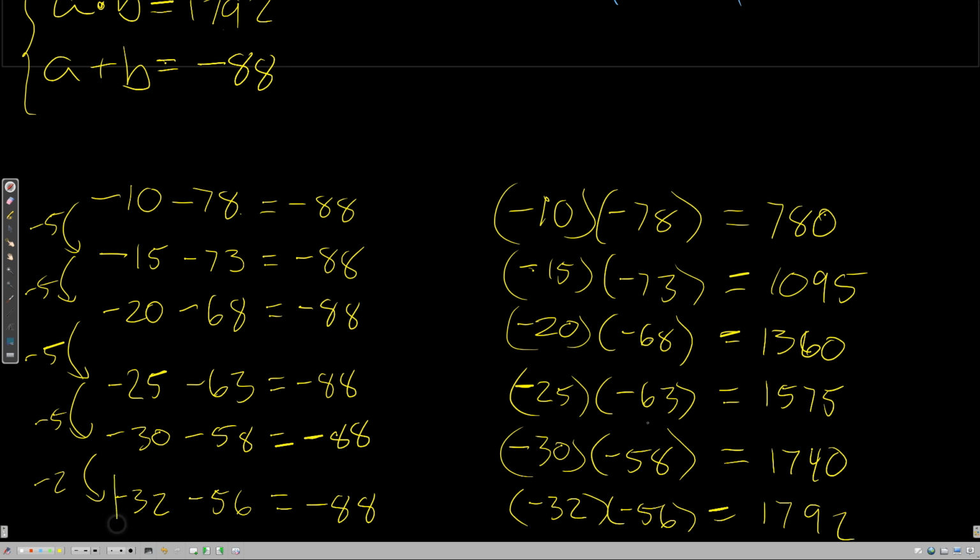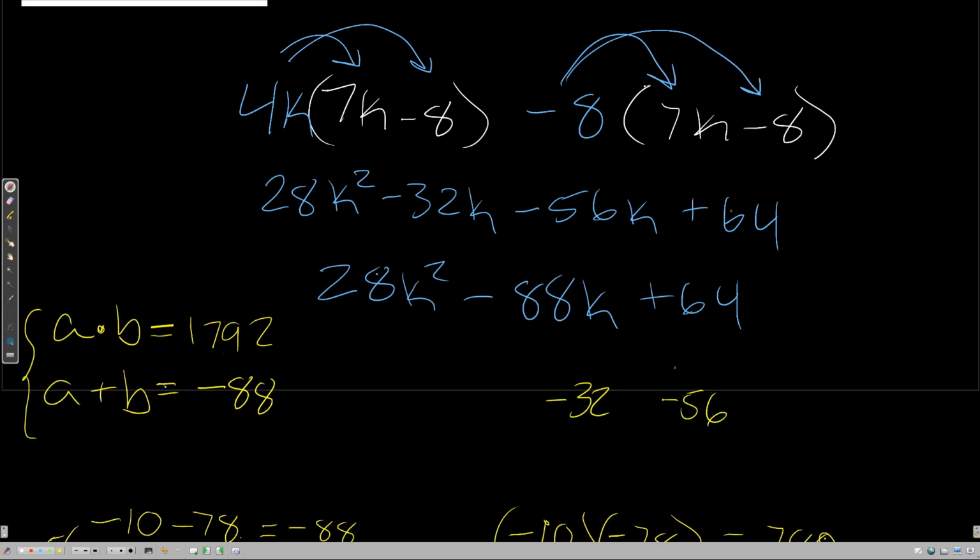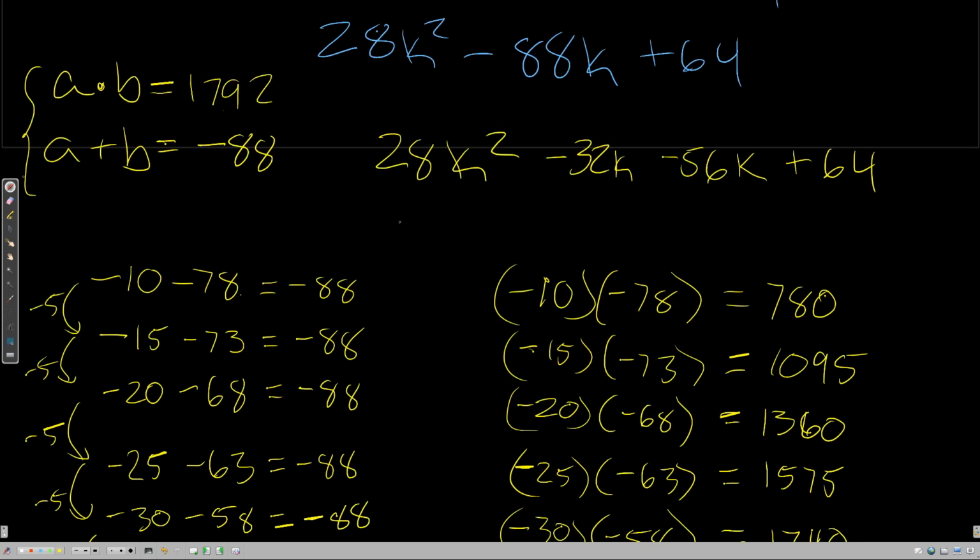Since minus 32 minus 56 is equal to minus 88, then that's how I'll rewrite this term. Instead of it being minus 88k, it'll be minus 32k minus 56k, and everything else will stay the same, the plus 64 and the 28k squared. And now I can proceed by factor by grouping. So I'll get some of this out of the way.